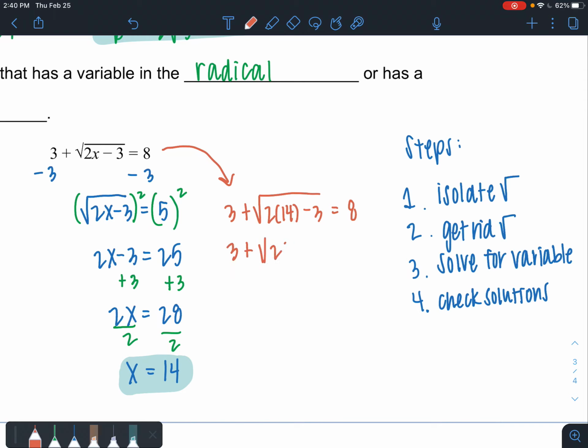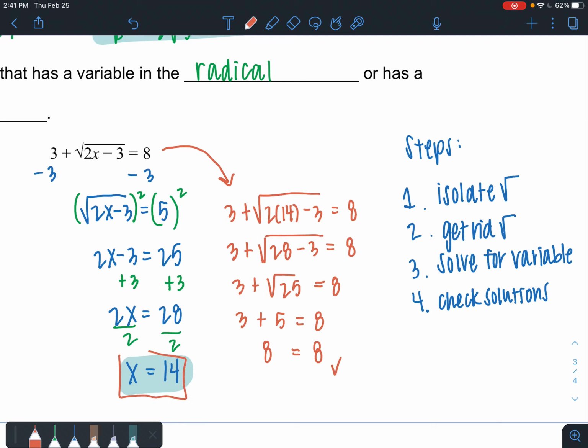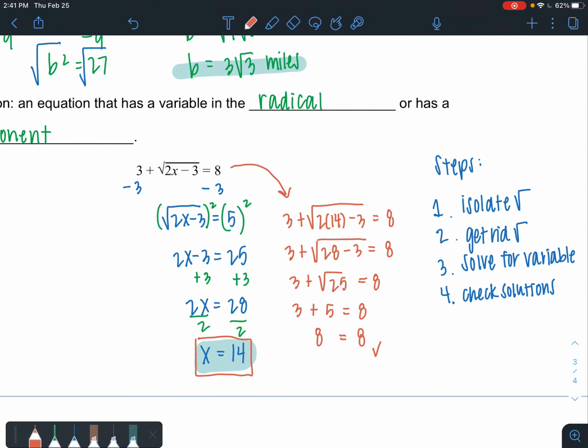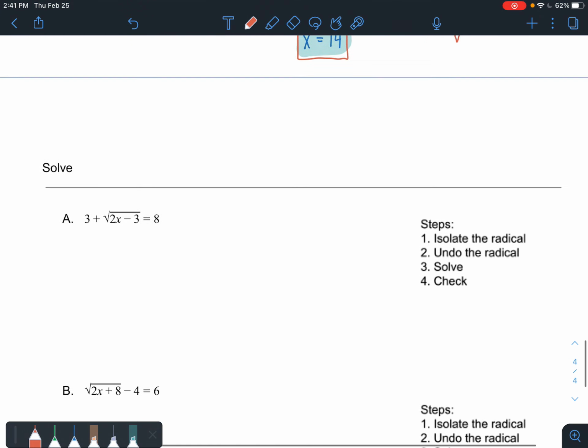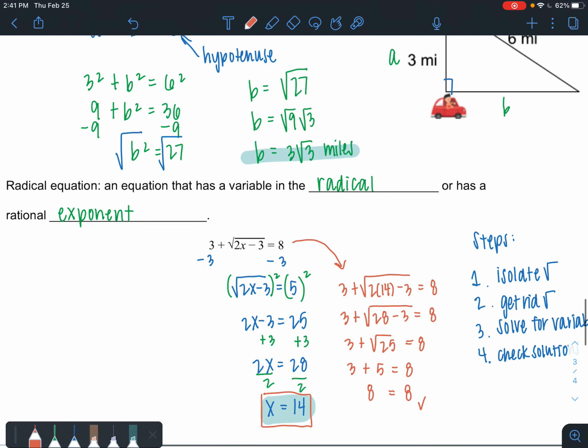2 times 14 is 28. 28 minus 3 is 25. Square root of 25 is 5. And 3 plus 5 is equal to 8. So we are done, and x equals 14 is a solution. All right, so if you follow that process with these ones, you should get the right answer.